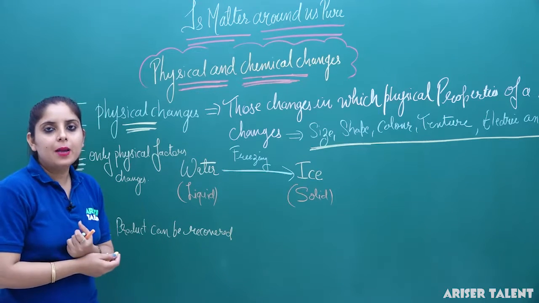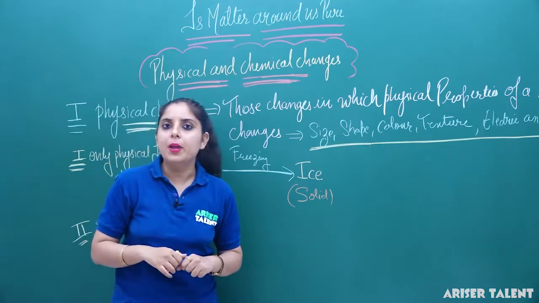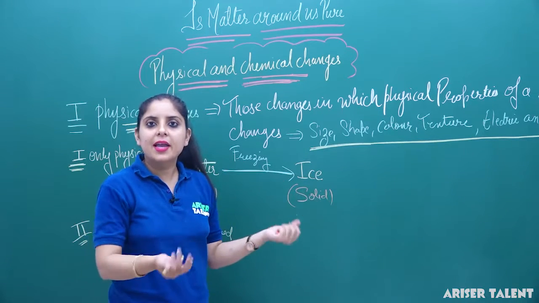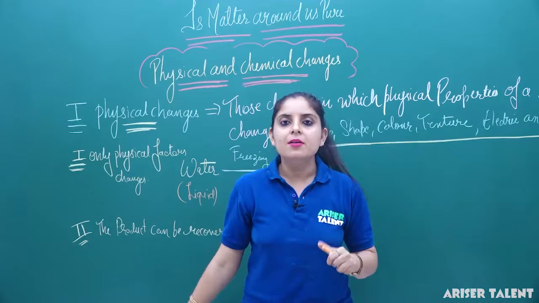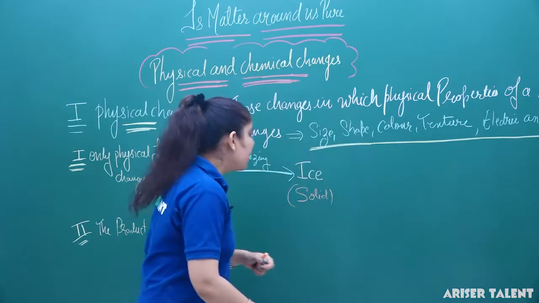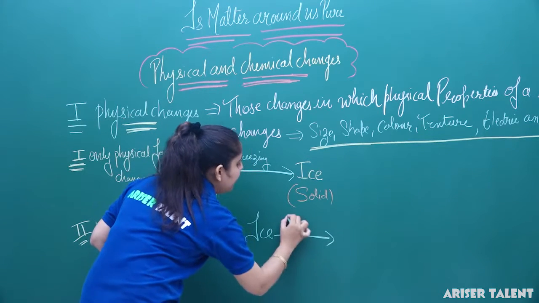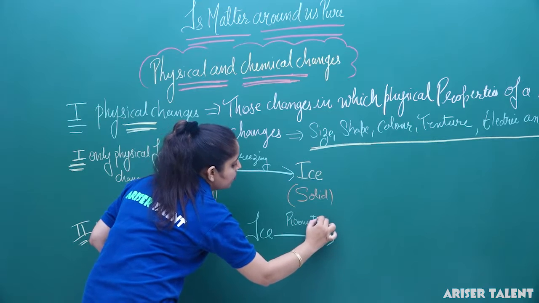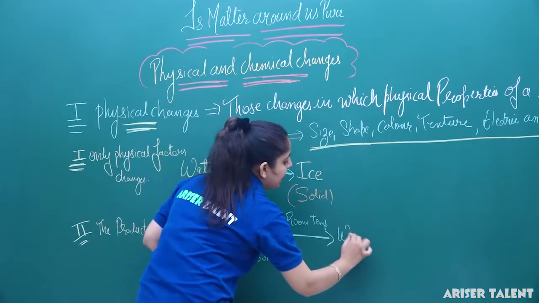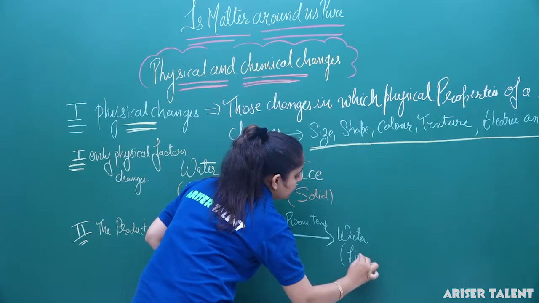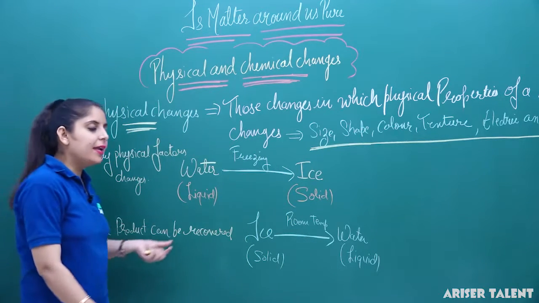Suppose if I am freezing the water, I am getting the ice here. Now what will happen if I keep the ice at room temperature? If you keep the ice at room temperature, again you will get the water. So in the physical changes, the product which is forming, you can again recover the reactant from that product also. Ice is a solid and you will again get the water, which is liquid. Clear? So you will again get the matter and you can again recover the material.